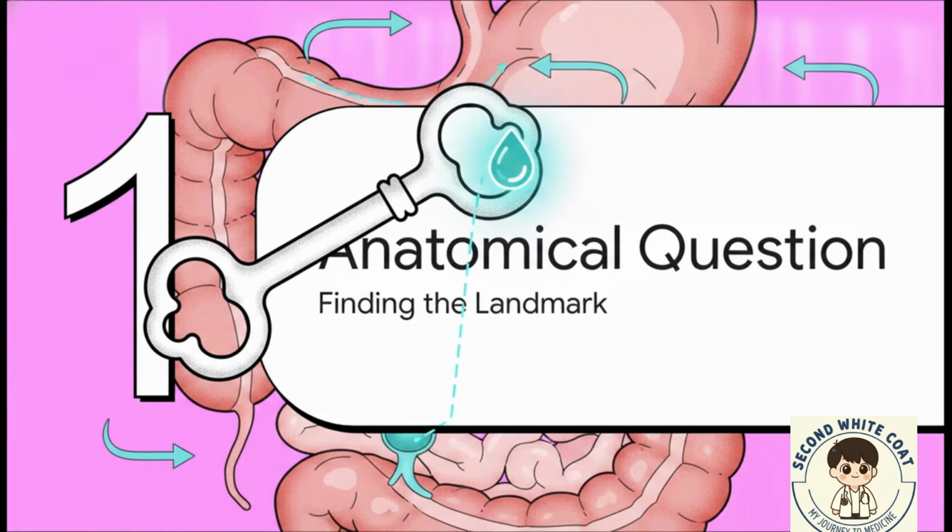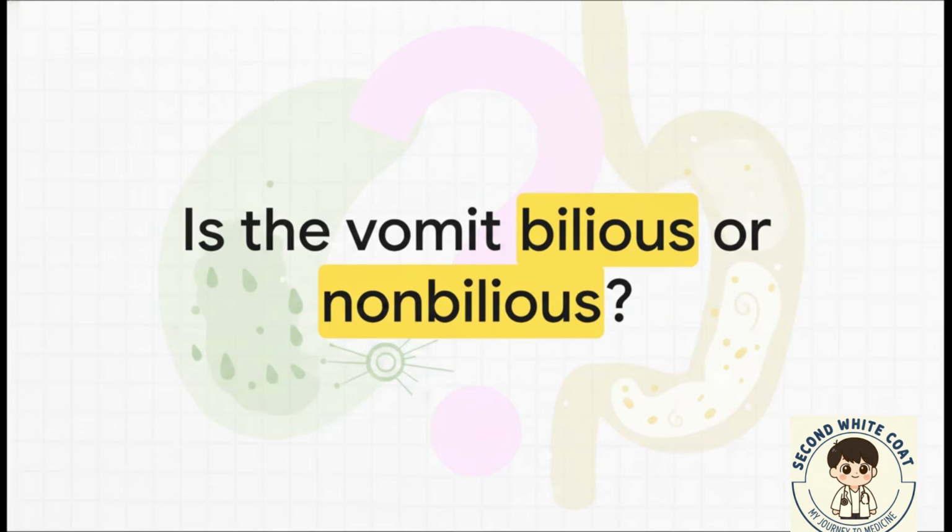Section 1. The core anatomical question. Let's establish the absolute skeleton key that unlocks this entire diagnostic algorithm. The question is simple. Is the vomit bilious or non-bilious? Basically, is it green or is it not?